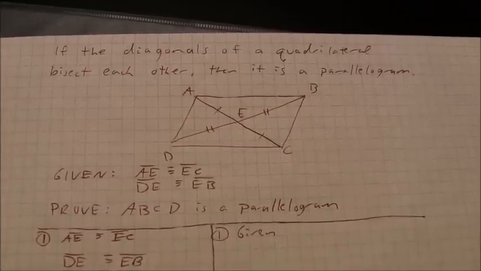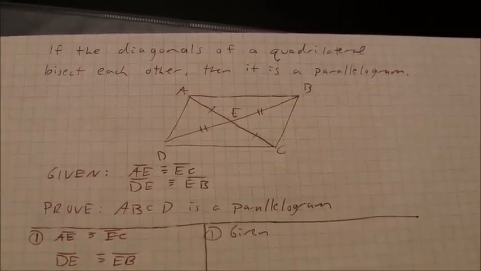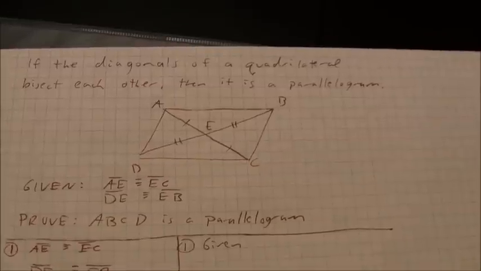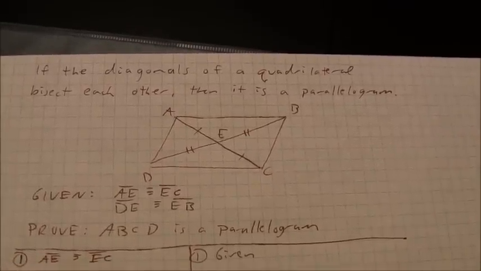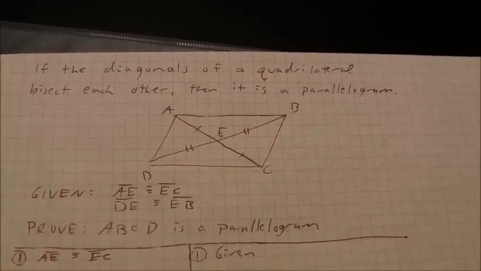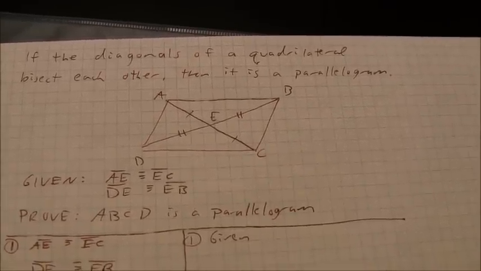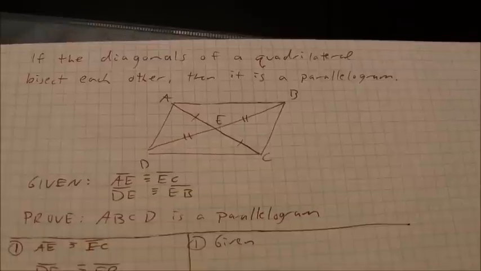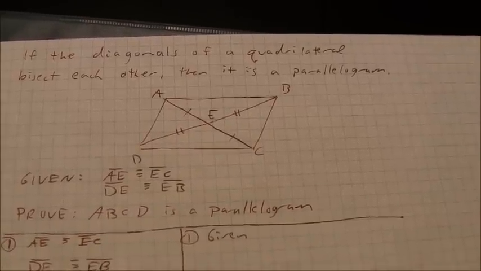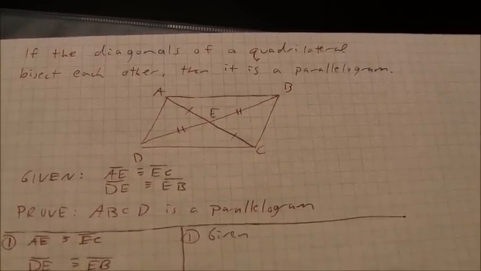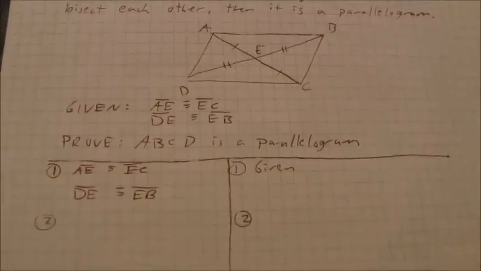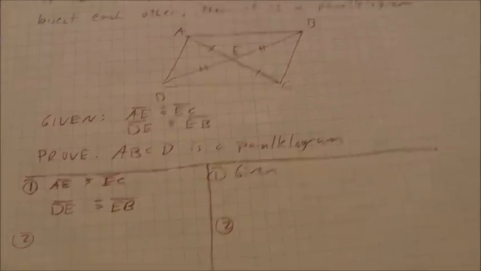In this proof, I'm going to prove the statement, if the diagonals of a quadrilateral bisect each other, then it is a parallelogram. Keep in mind, because I'm proving this statement, I can't actually use that statement to do my proof. So I'm going to use the base definition of a parallelogram, which is that both pairs of opposite sides are parallel. Go back to that original definition. So my given has those segments bisecting each other.